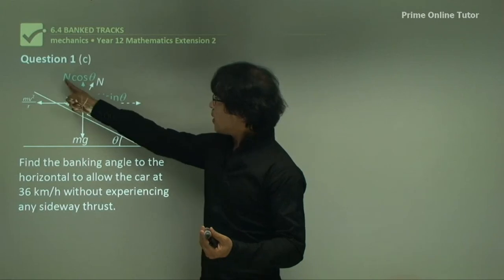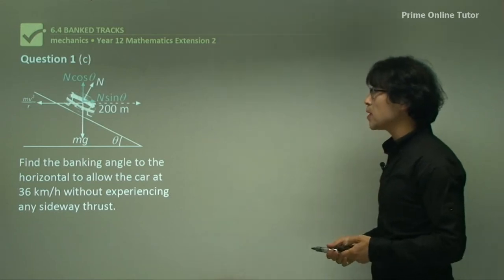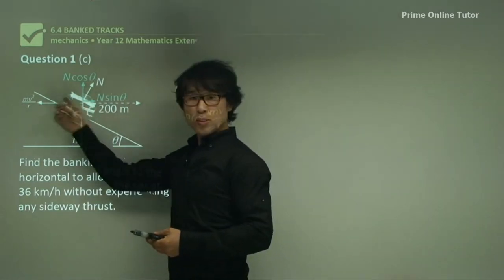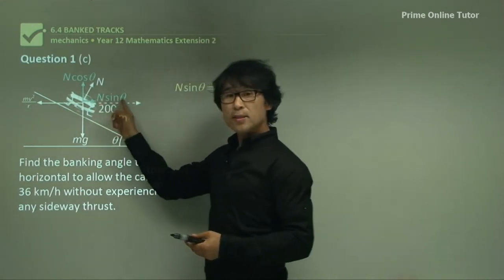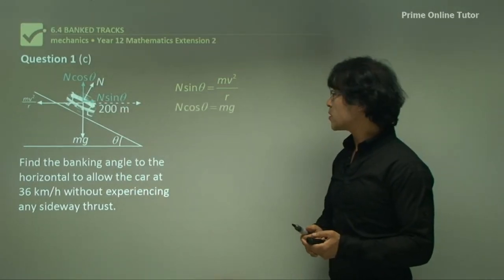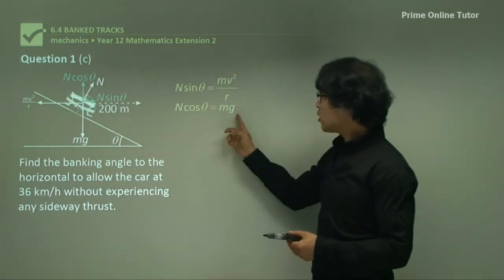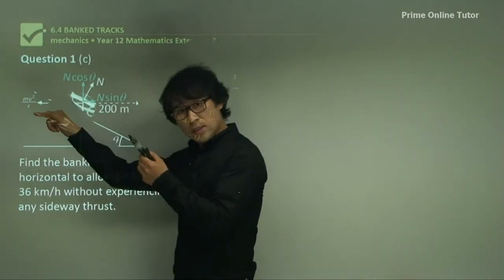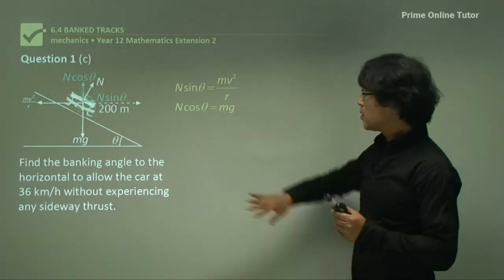So this N cos theta must be equal to mg, which is the balancing. And then the horizontal: mv squared divided by r is equal to N sine theta. As I've said, we talk about the vertical forces like this: N cos theta equals mg, and horizontal, mv squared divided by r, directed this way, must equal N sine theta. So we just write them.